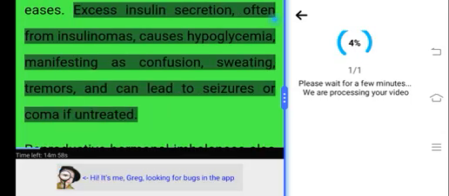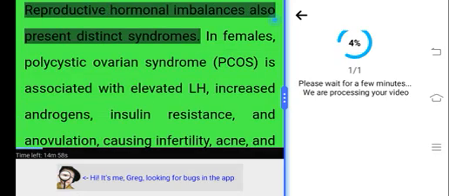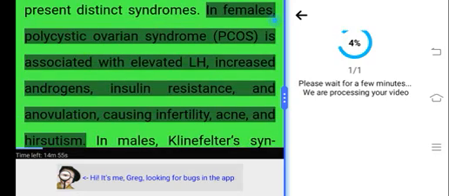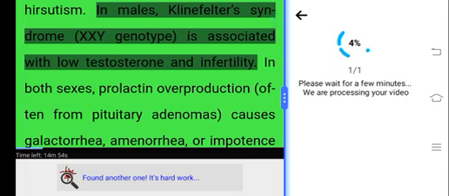Excess insulin secretion, often from insulinomas, causes hypoglycemia, manifesting as confusion, sweating, tremors, and can lead to seizures or coma if untreated. Reproductive hormonal imbalances also present distinct syndromes. In females, polycystic ovarian syndrome (PCOS) is associated with elevated LH, increased androgens, insulin resistance, and anovulation, causing infertility, acne, and hirsutism. In males, Klinefelter syndrome, XXY genotype, is associated with low testosterone and infertility.